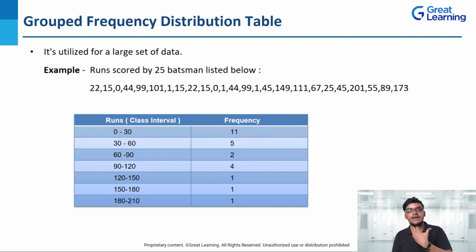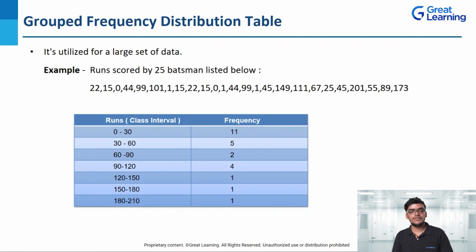Let's suppose I have a data set for more than 1000 batsmen. You can't make a table one by one. So it's good to make class intervals so that we can avoid making a large table. You can utilize this table when you have a large set of data. Here you can see I have a list of 25 batsmen and these are the runs that have been scored by the batsmen.